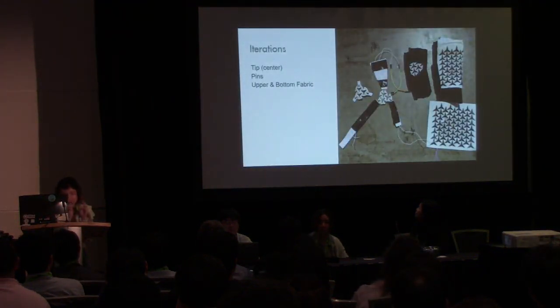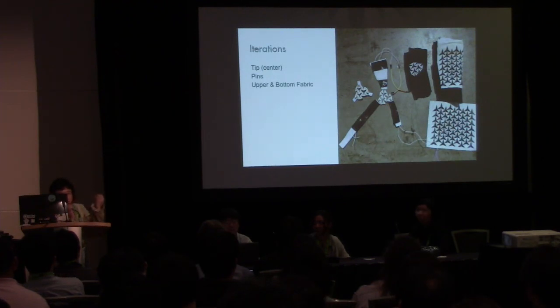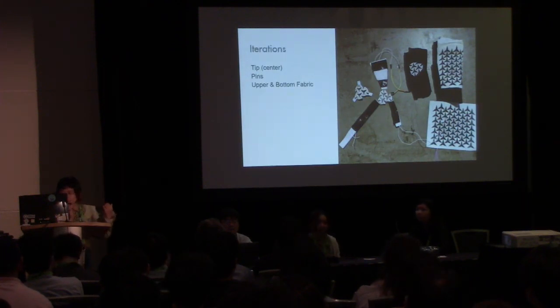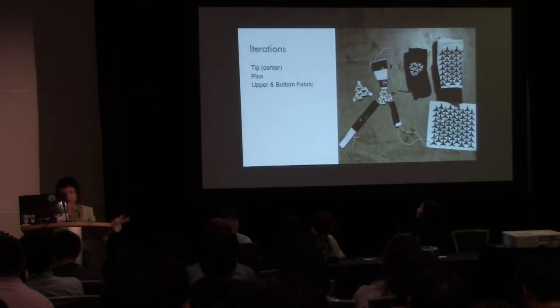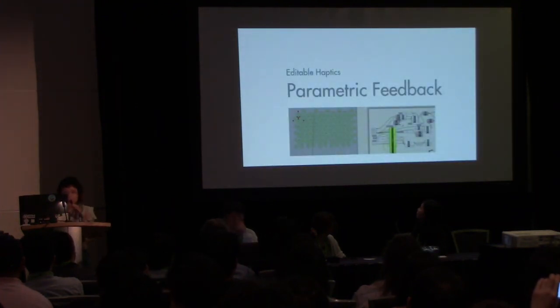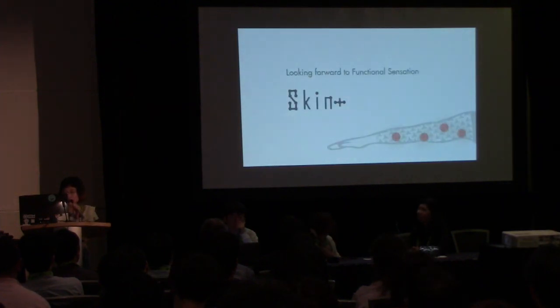So these are my iterations for right now. I iterate the tips to make a better slip sensation on the skin, and also the pins and the fabric, because I want to apply it to bigger areas of the body. This is also parametric, and also editable.